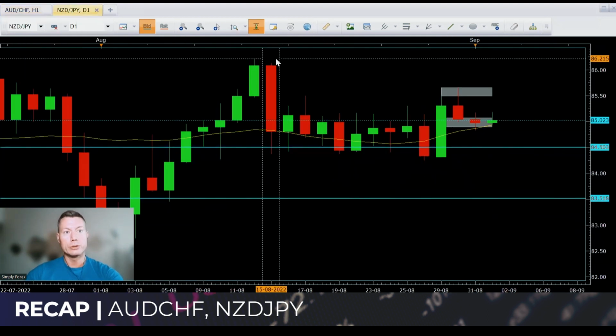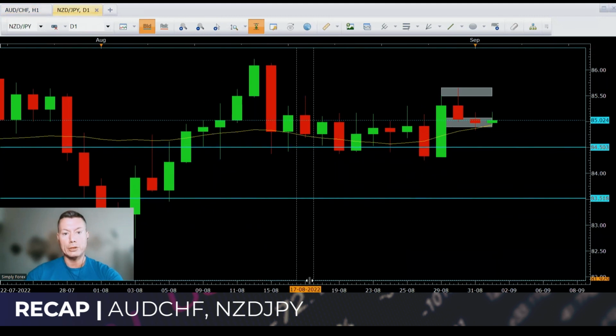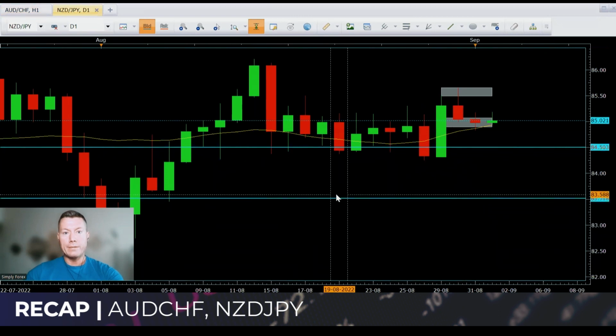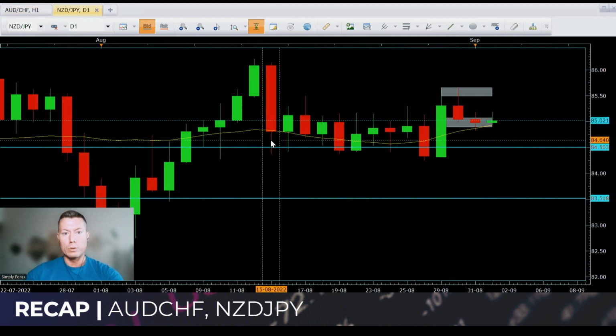The second one was this. This was the New Zealand dollar against the Japanese yen. And ever since price broke these lows, this candle here broke these lows.